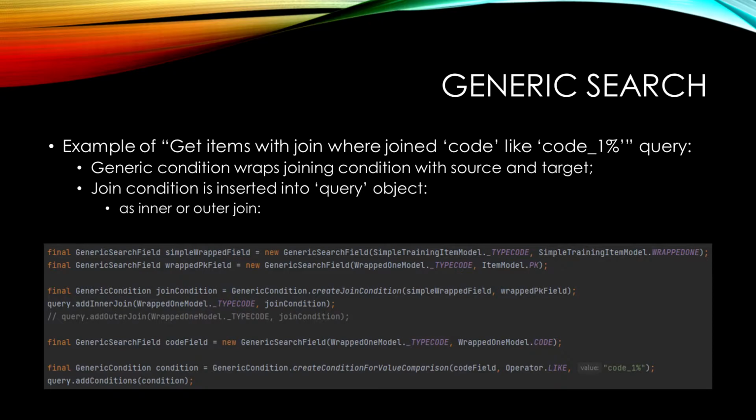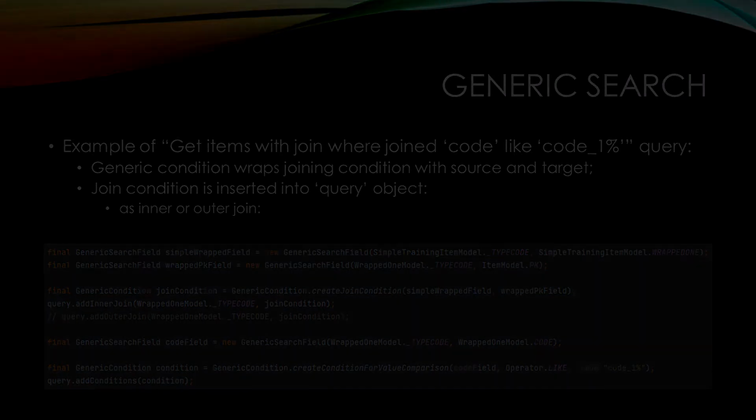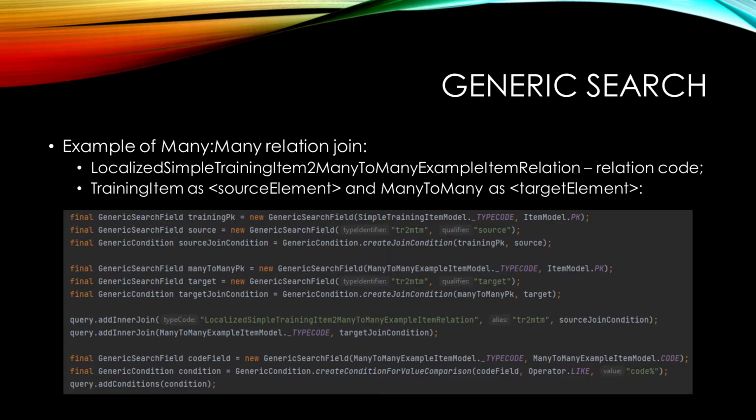To perform a join, you need two search fields and a generic join condition. The join condition and joined type are passed to the query as parameters. If you want to join by a many-to-many relation, you will need to join the source type with the relation and join the target type with the relation as well. In such cases, the amount of code will grow.